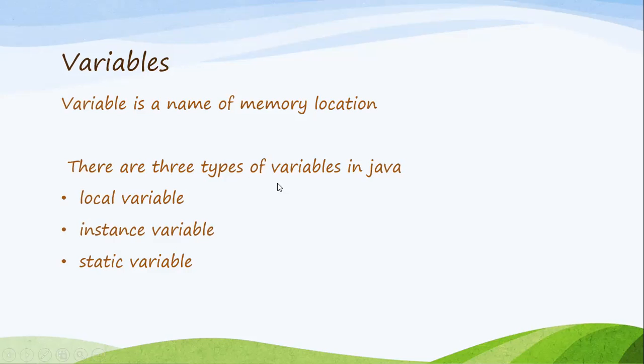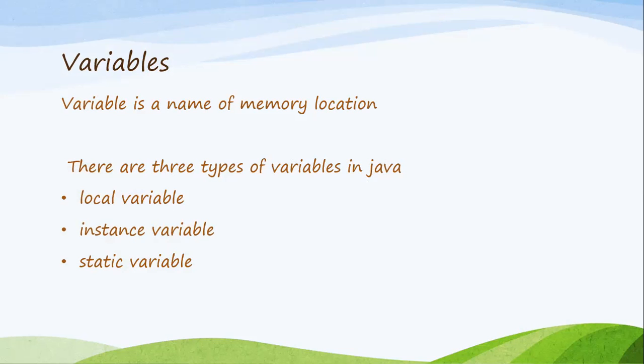There are three types of variables in Java: local variable, instance variable, and static variable. A variable is the name of a reserved area allocated in memory. In other words, it is the name of a memory location. It is a combination of "vary" plus "able", which means its value can be changed.